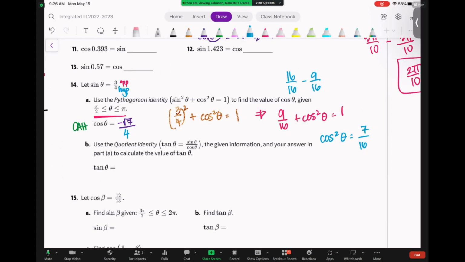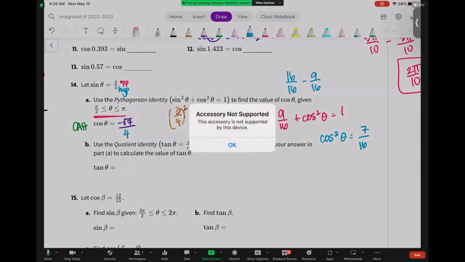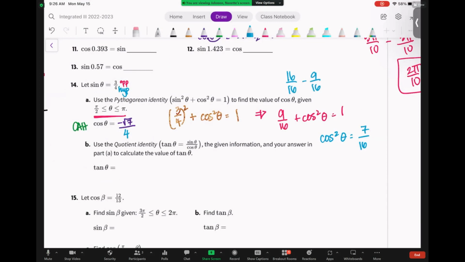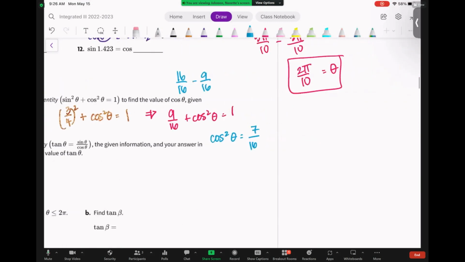And so if you don't know right now, whenever it says cosine squared, in your brain, you're supposed to know that cosine squared theta is equal to cosine theta squared. Okay. So right now I'm going to take the square root of both sides. Don't forget your plus or minus, right? So then I get left over cosine theta equals plus or minus the square root of 7 over the square root of 16, which is just 4.